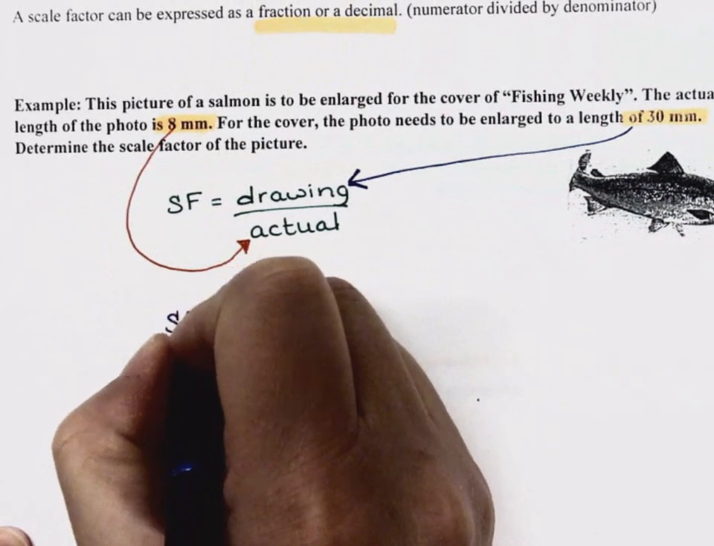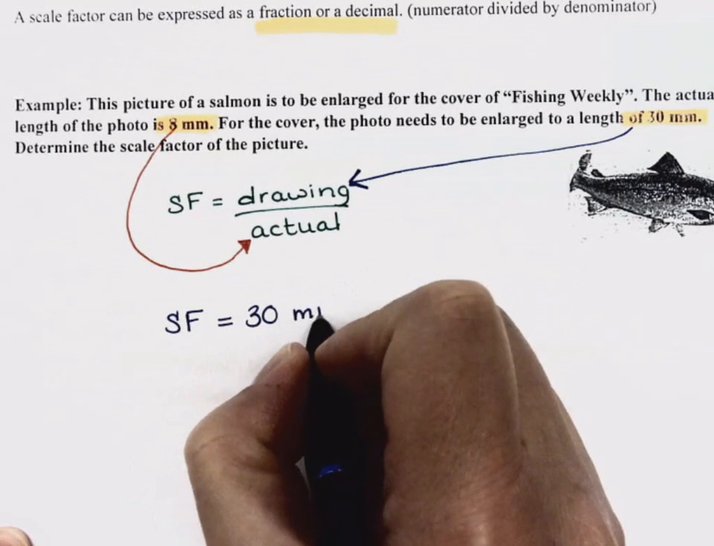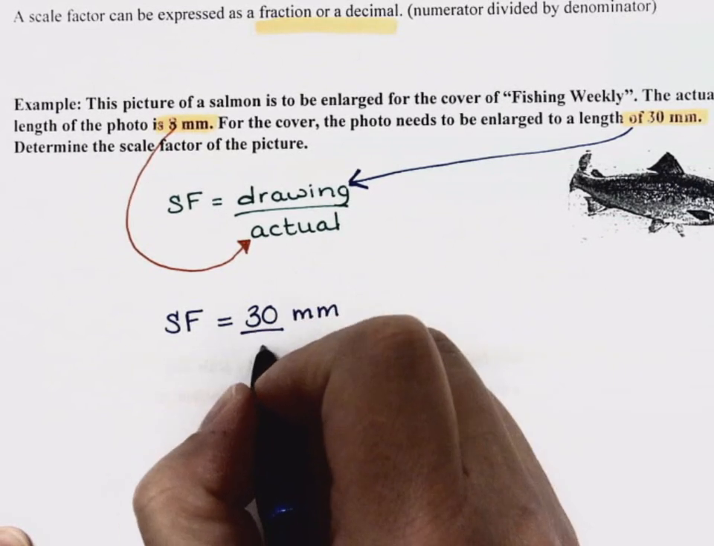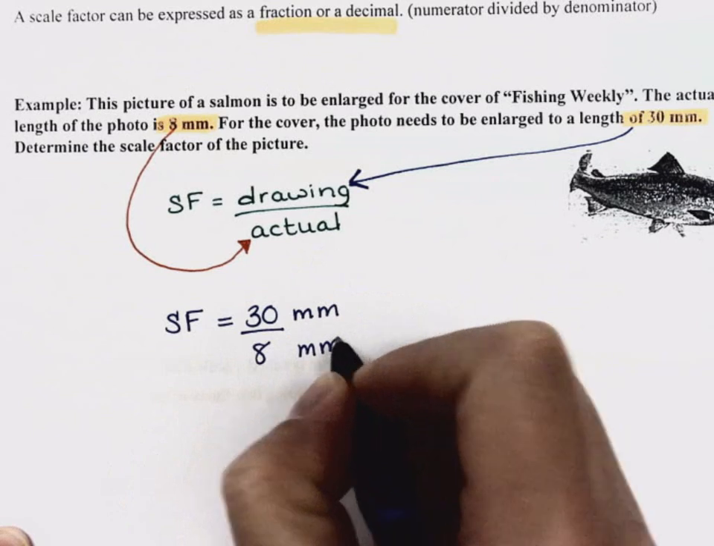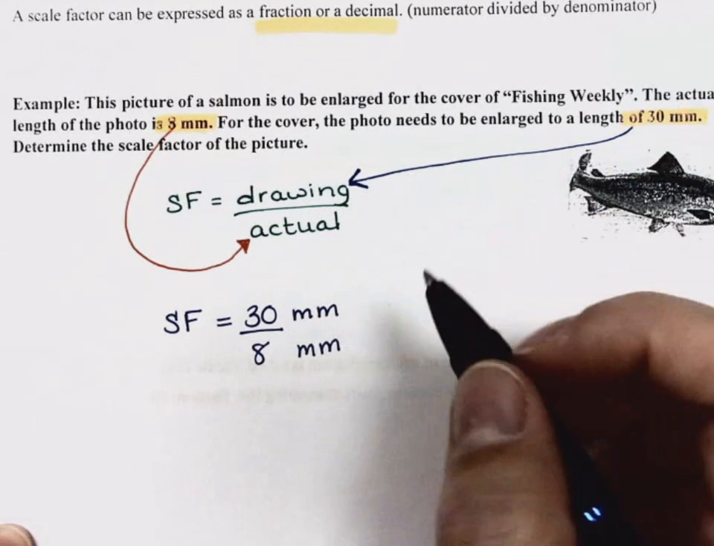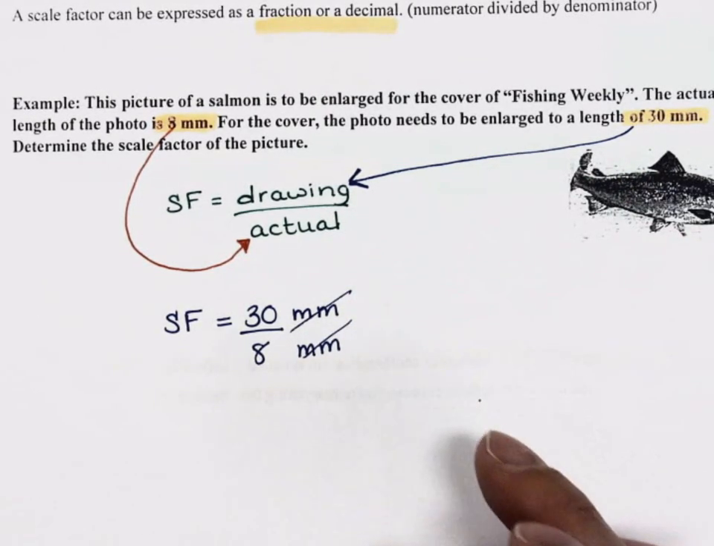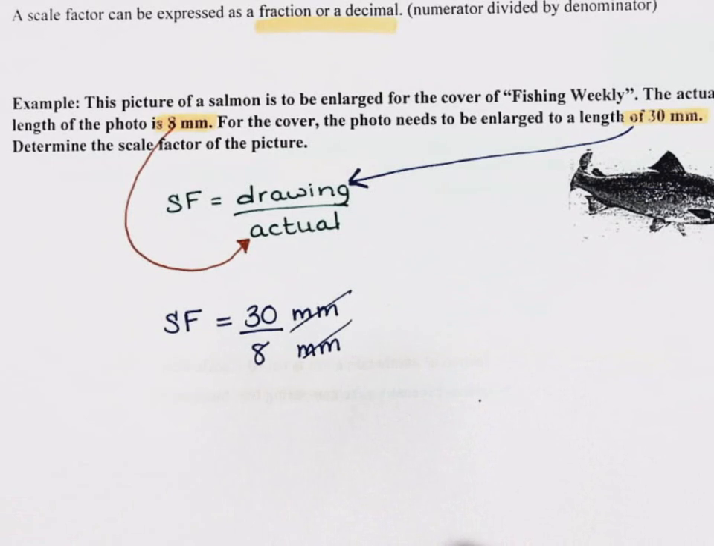We don't have to worry about units of measure with scale factor. So we're going to have 30 millimeters divided by 8 millimeters. So we don't have to worry about units, but they're millimeters divided by millimeters. So those go away. We don't have to worry about those if they're the same. If they're not the same, then we have to convert it. And I don't know if you guys have done a lot of work with the converting, but we'll work on it here.